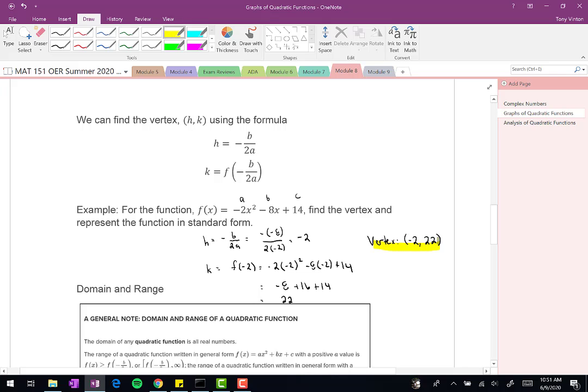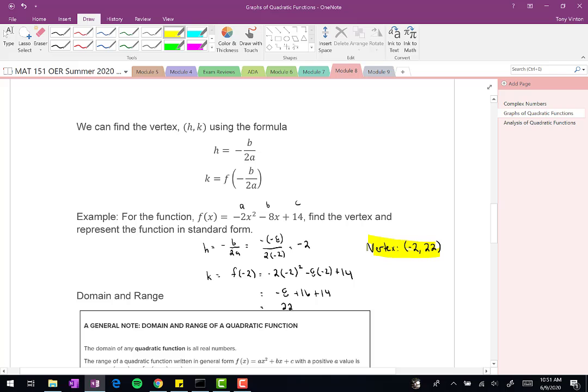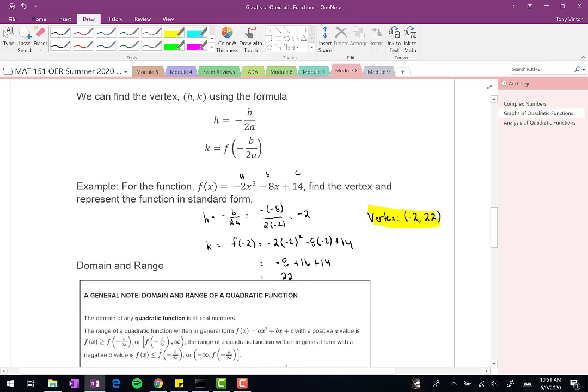So when you're finding the vertex, that formula is helpful: negative b over 2a and f of negative b over 2a.